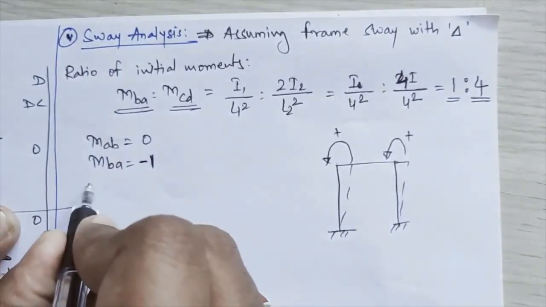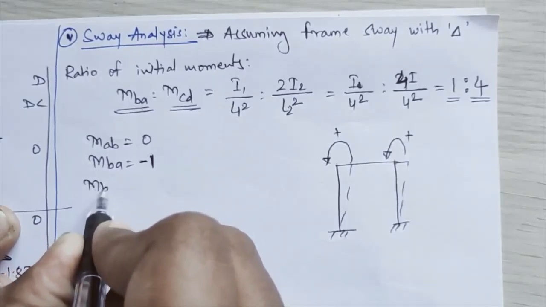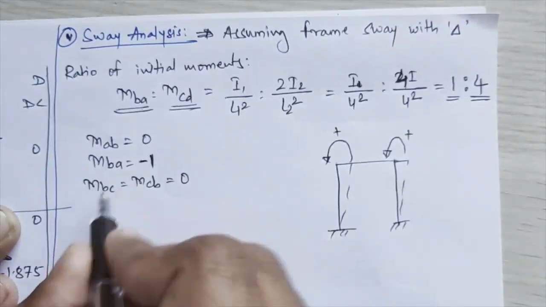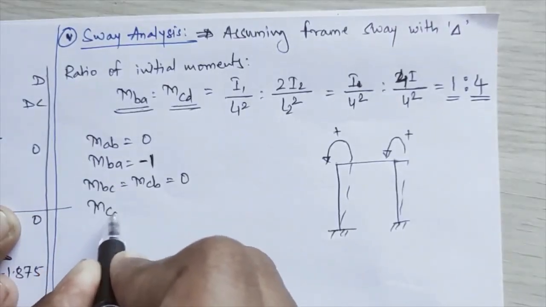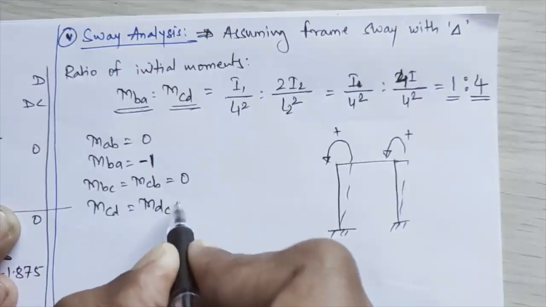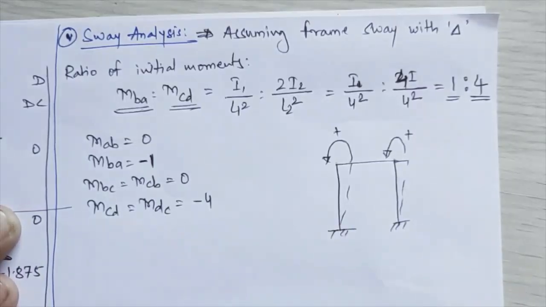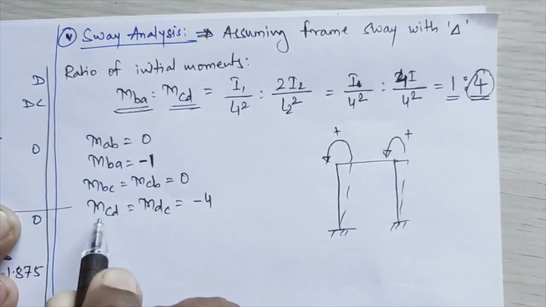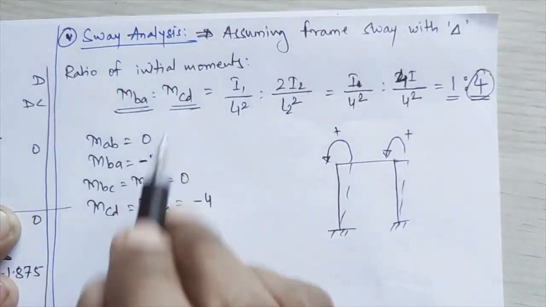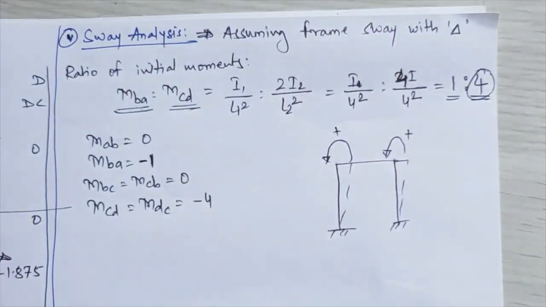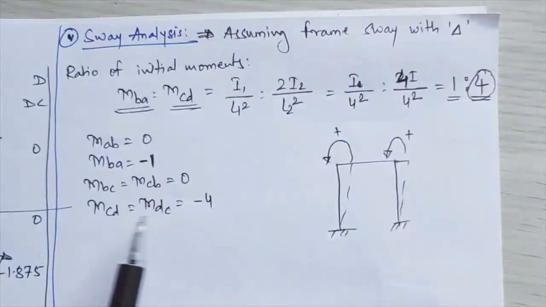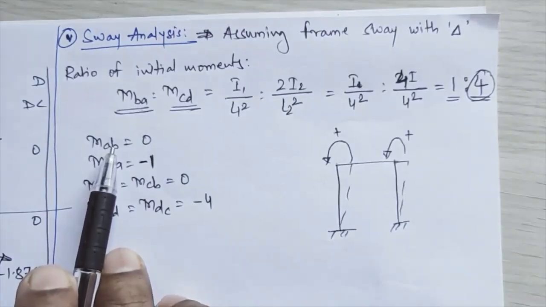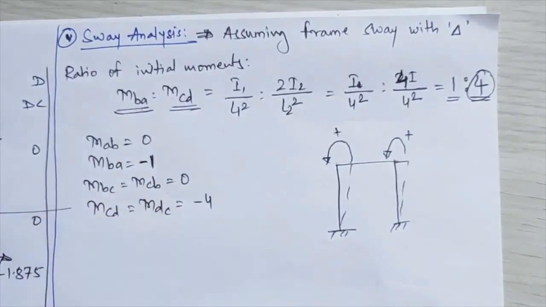Now for the horizontal member, MBC and MCB remain 0, and MCD and MDC will remain equal to -4 in this ratio. Here DC is a capable support, that is why MCD and MDC values remain the same. If D were an incapable support, then this condition would come as in the first AB member. So these are the moments I am getting here.